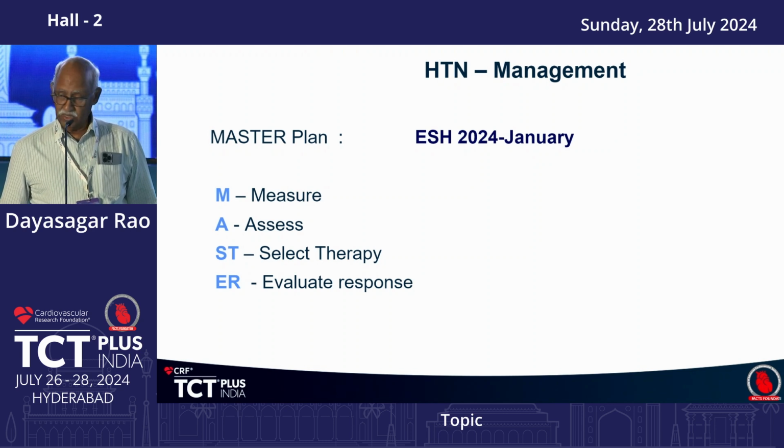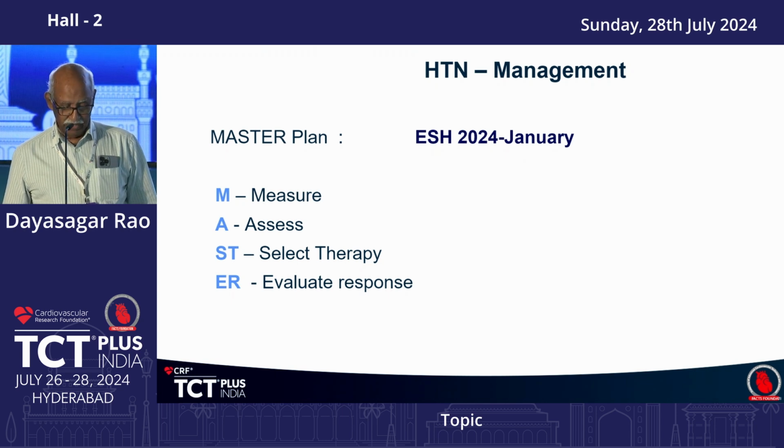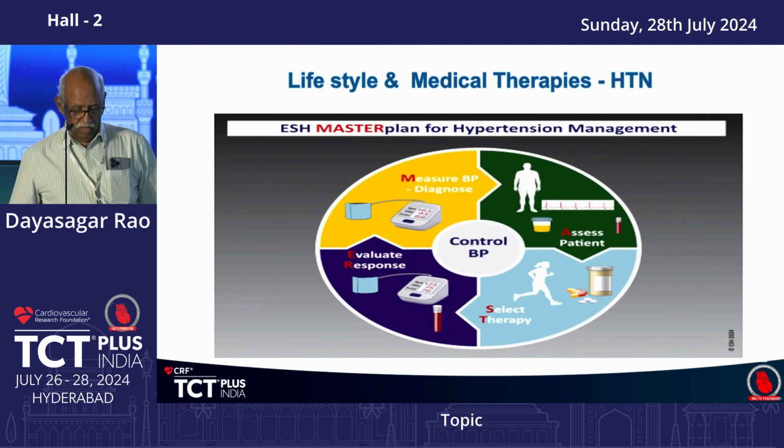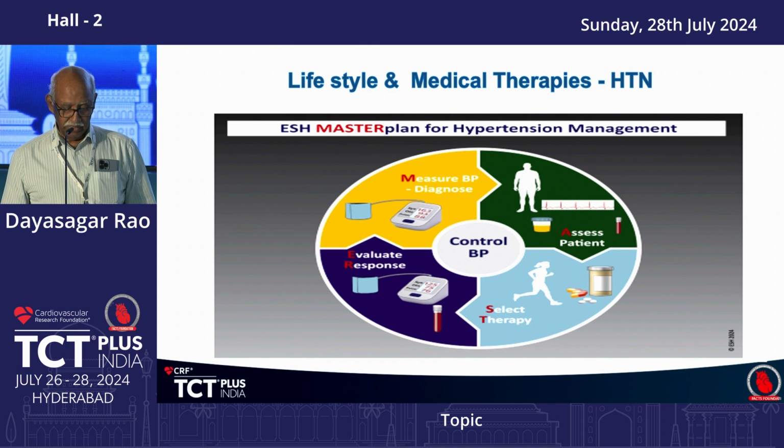called MASTER plan. M indicating measure the blood pressure, A standing for assessment of the blood pressure, ST standing for selection of therapy, and ER as evaluating the response. So this is the MASTER plan, how to go about evaluating a patient with hypertension. This MASTER plan is shown in a diagrammatic way.